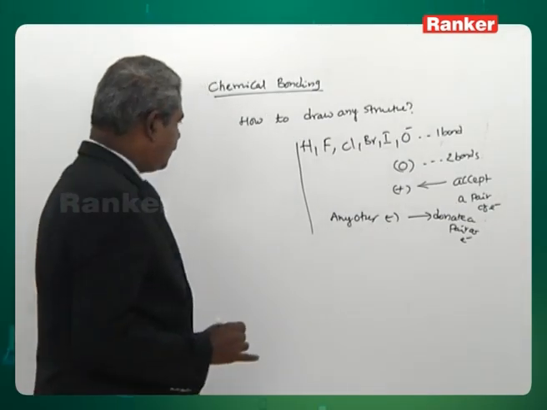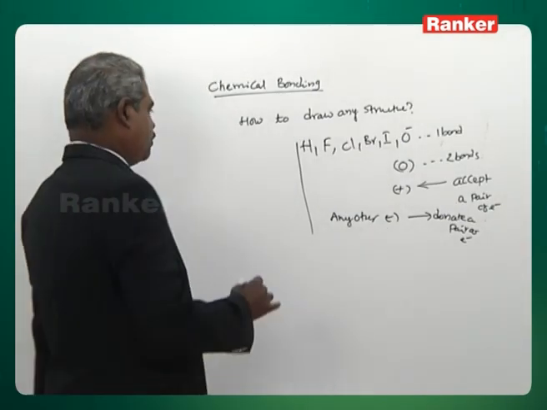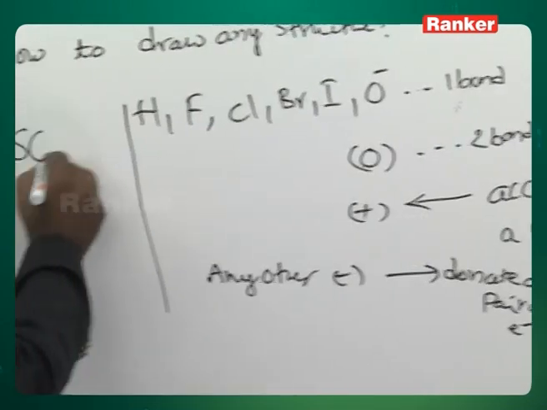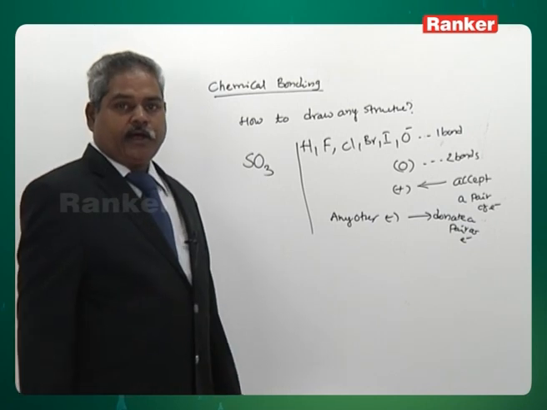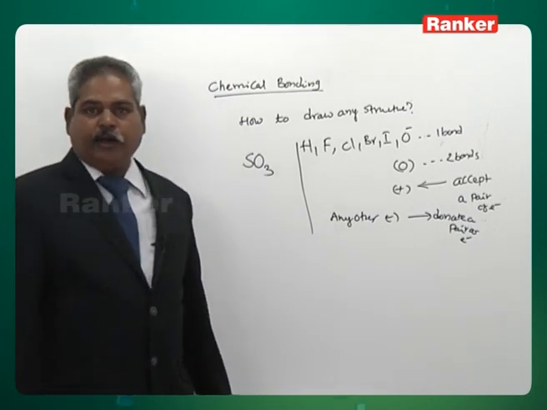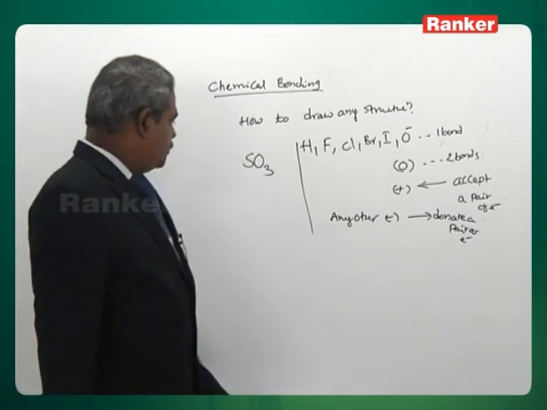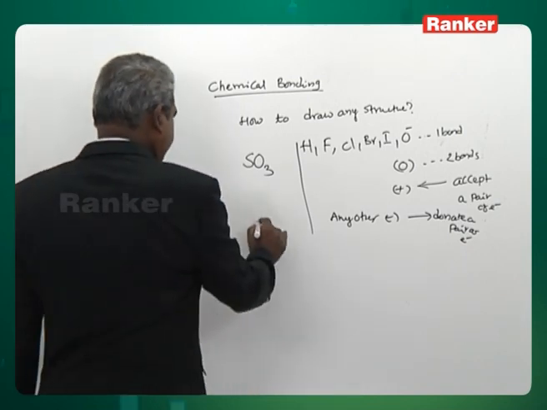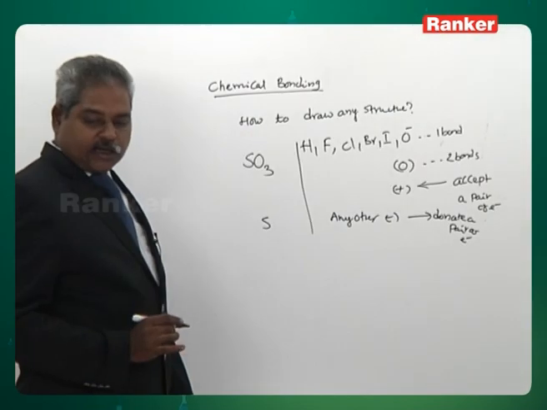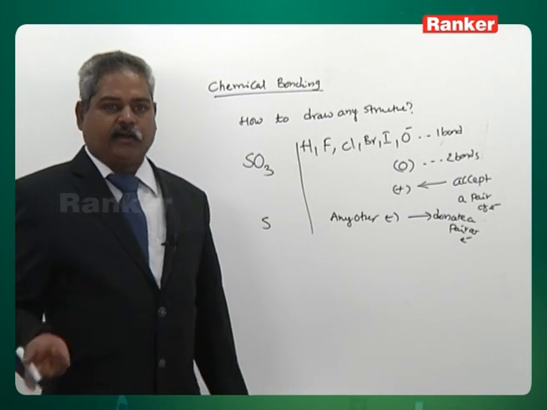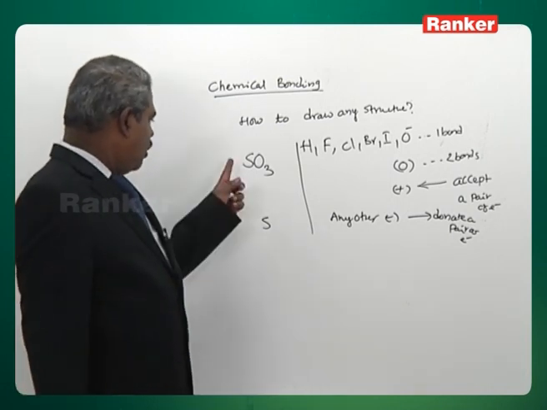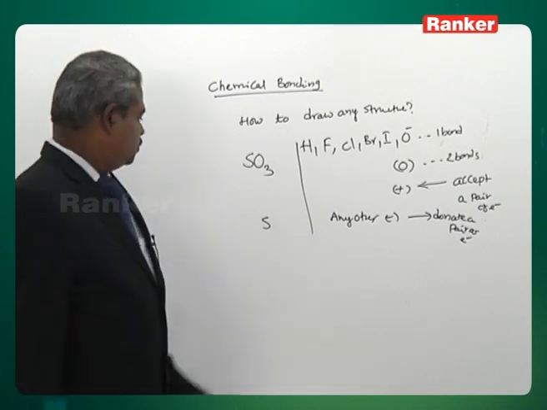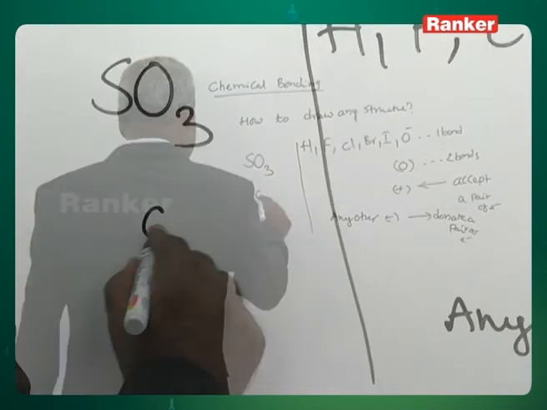Now, let us apply this in the simplest possible way. SO3: how to draw the structure of SO3, through which you know how many pi bonds are there. Sulfur is the central atom. How do we know which is the central atom? Whichever is the only one, obviously. There is only one sulfur, that is the center, like a host. And 3 oxygens.